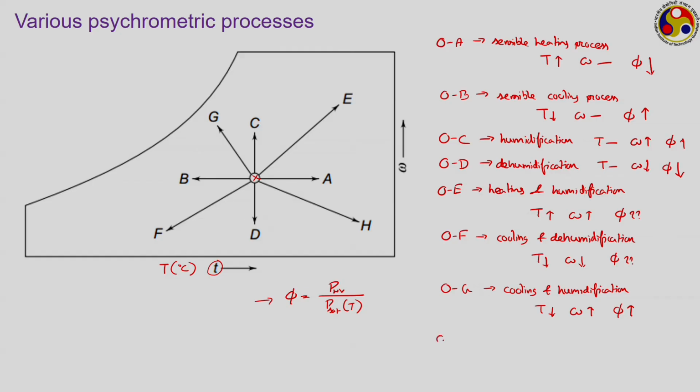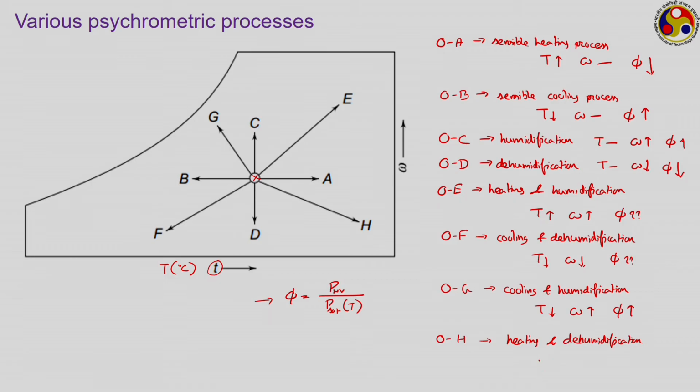Similarly, the last one O to H, during which the temperature is increasing. So, we are having heating, but moisture content is decreasing. So, heating and dehumidification. The last two processes may not be the most common ones, but cooling and humidification you can find, because in the dry areas, during summer we may have to go for simultaneous cooling and humidification. Heating and dehumidification is much less common, may be required in certain industrial processes, but not very common in domestic air conditioning.